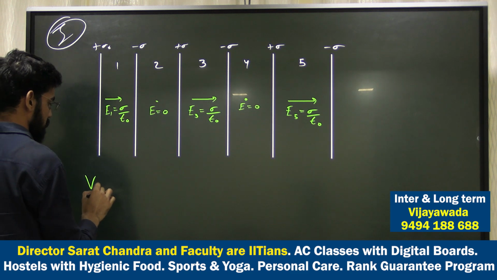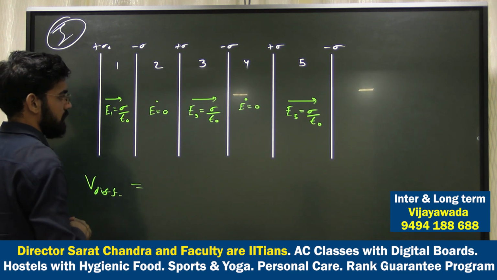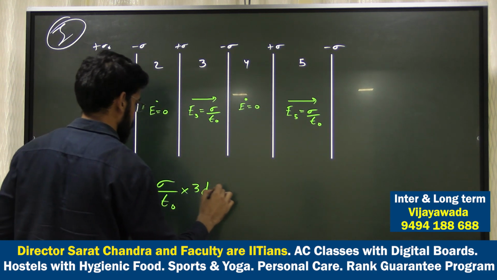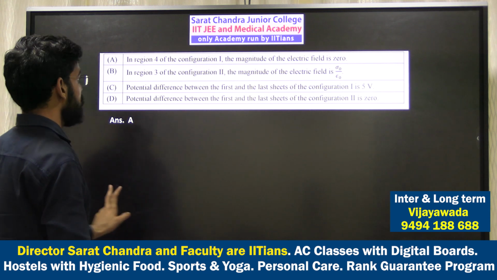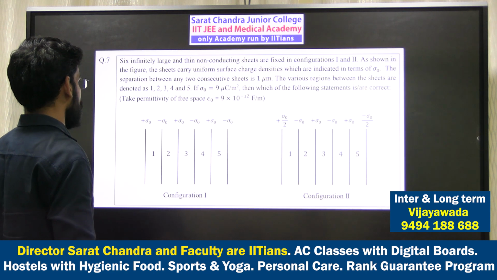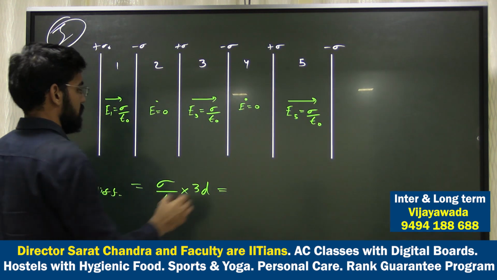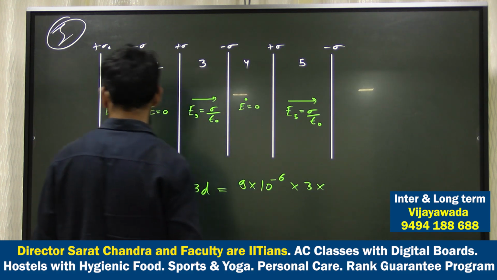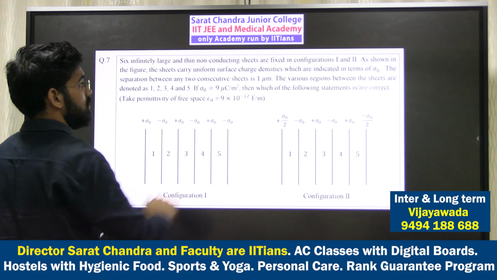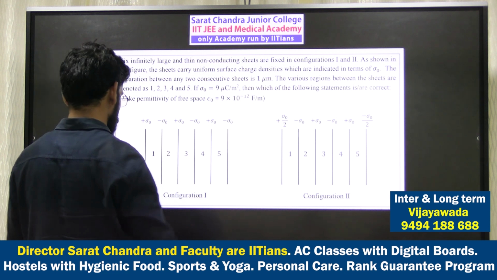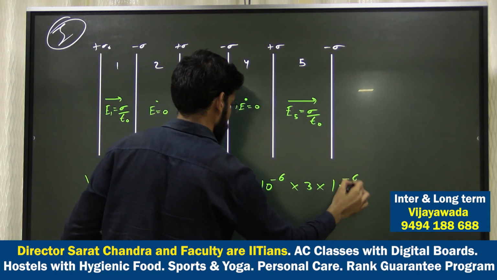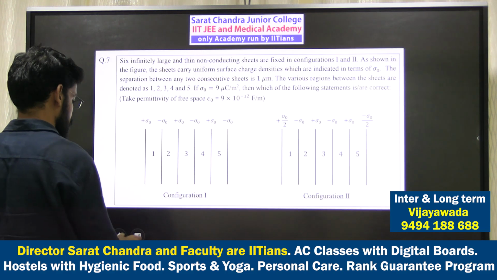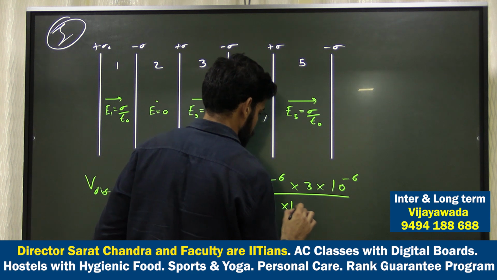So in this side you are going, so potential will decrease, but how much will be the potential difference? If we say potential difference, sigma by epsilon naught, how much distance? 3d, right? Put the values. Sigma value given how much? 9 into 10 to the power minus 6, into 3 into d. D is how much? 10 to the power minus 6, divided by epsilon naught. Epsilon naught is 9 into 10 to the power minus 12.